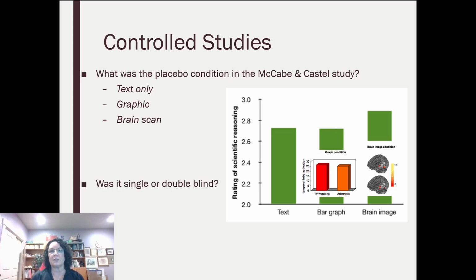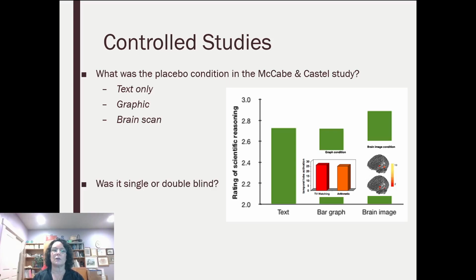Now, not knowing anything else about this study, would you guess that this was a single blind study or a double blind study? Think about that for a second. Pause me if you need. Okay, going to reveal the answer here.